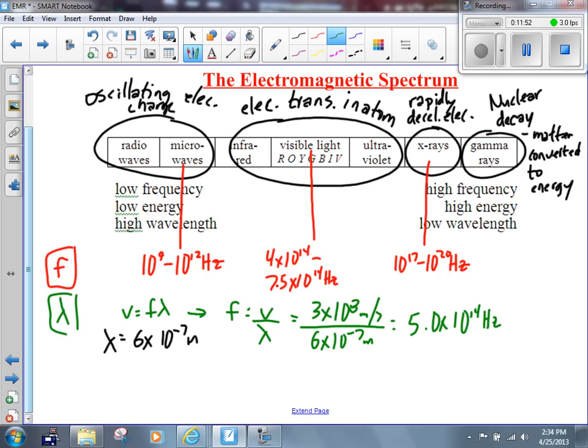Do a similar thing with energy. From the energy, we can calculate the frequency and compare it with the first row.